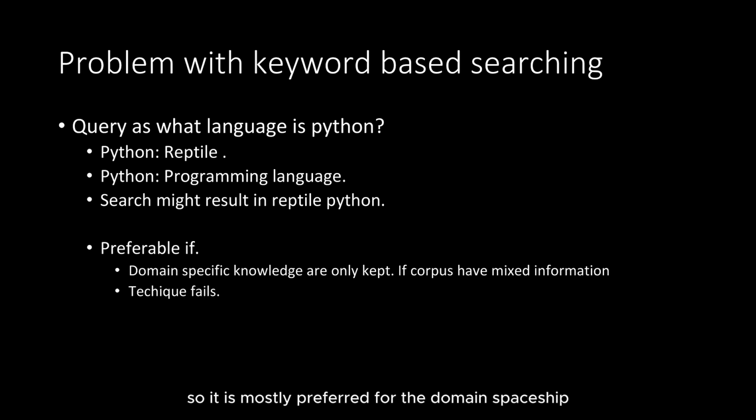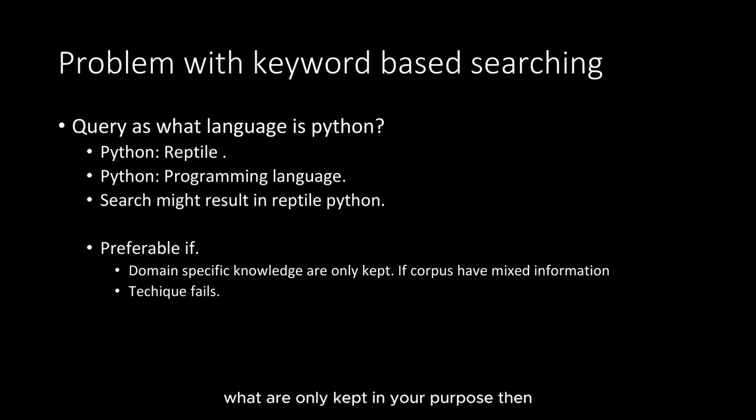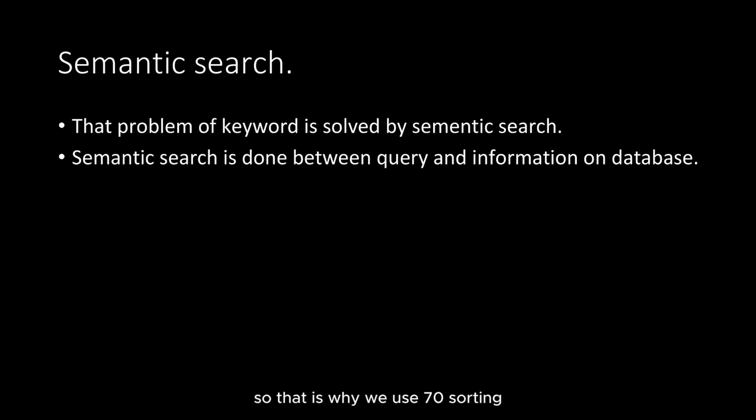So it is mostly preferred for the domain specific case. If you have only domain specific knowledge kept in your corpus, then keyword based searching might be right for you, because in your corpus Python will be only either a programming language or the reptile. So the searching will be fast, and you can focus more on other things. But if the corpus has mixed information, this technique fails. So that is why we use semantic searching.